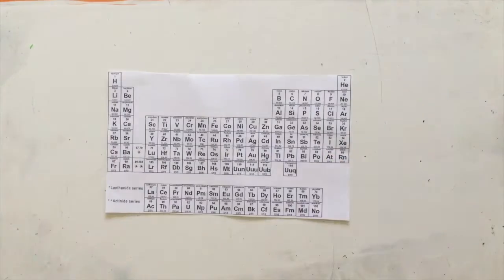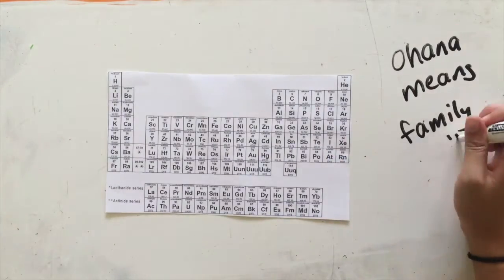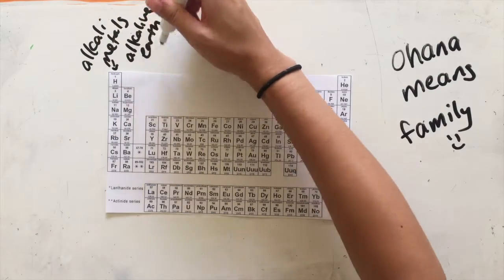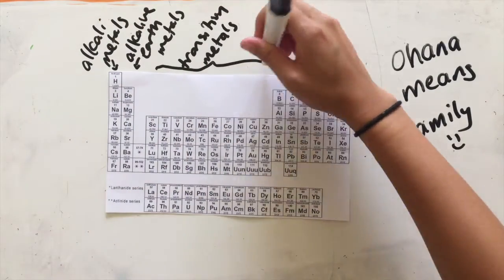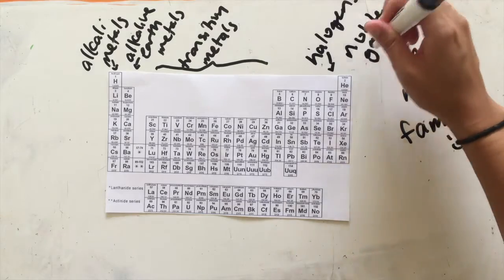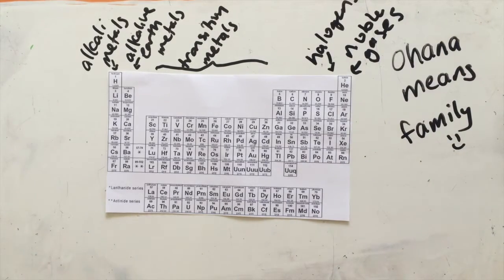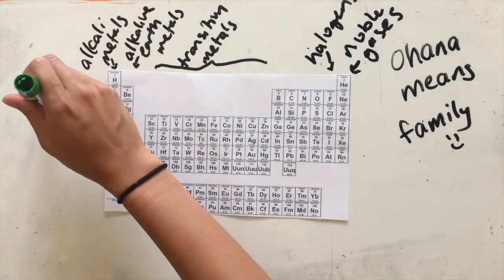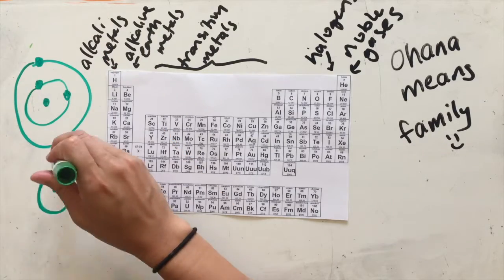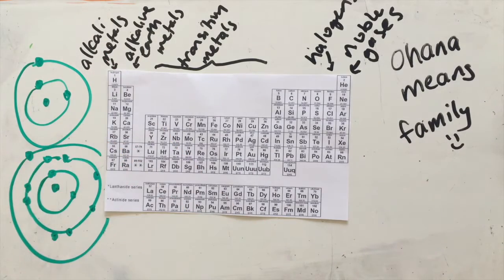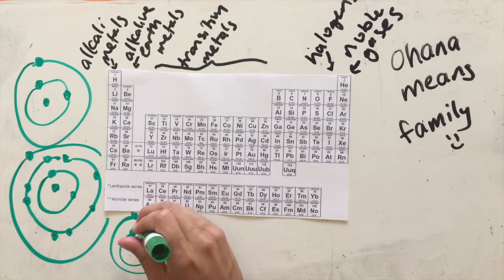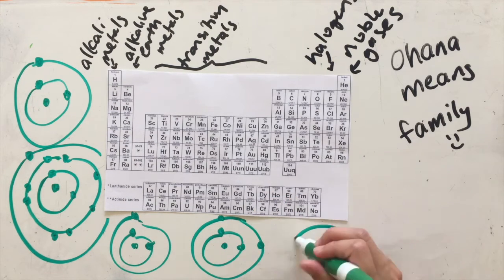The periodic table is organized according to periods and groups, which are the rows and columns. The groups are referred to as families. There are the alkali metals, the alkaline earth metals, the transition metals, the halogens, and the noble gases. All of the elements in each group have the same number of valence electrons, making them have very similar chemical properties. As we move across a period, the number of protons, neutrons, and electrons increases. As we move down a group, the number of electron shells increases.